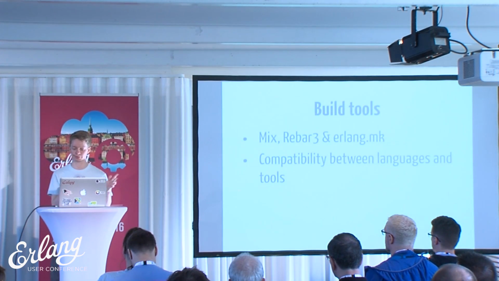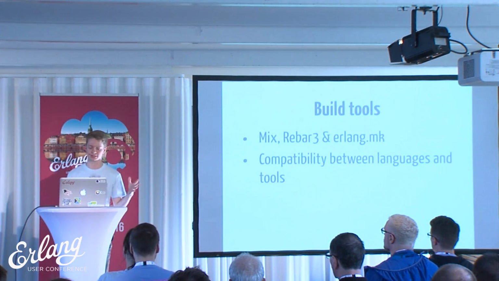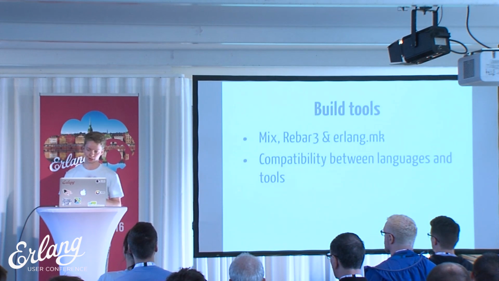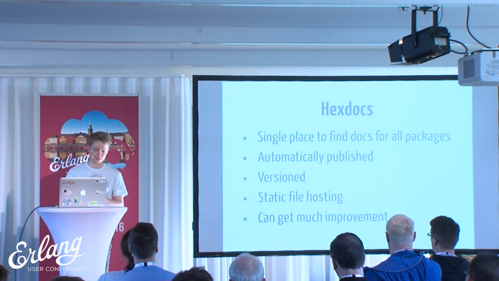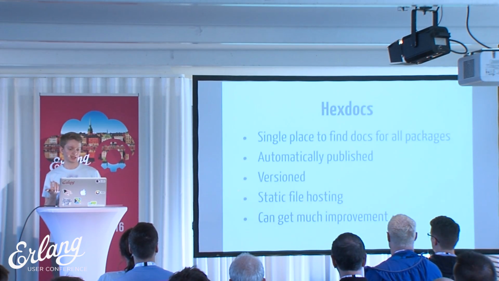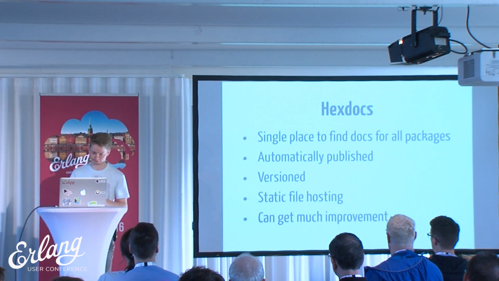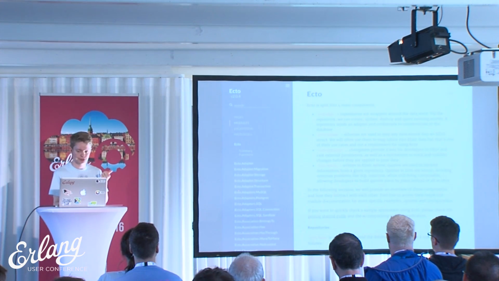And it's nice that Rebar 3 and Erlang.mk have plugins to compile Elixir projects, but I think there are still ways that we can improve this, and we need to work on this from both sides. So HexDocs, this is where we host the documentation for Hex packages. This is an example. This is Ecto. This is an example of the documentation for an Elixir project.